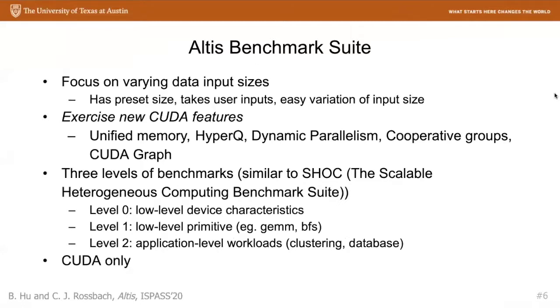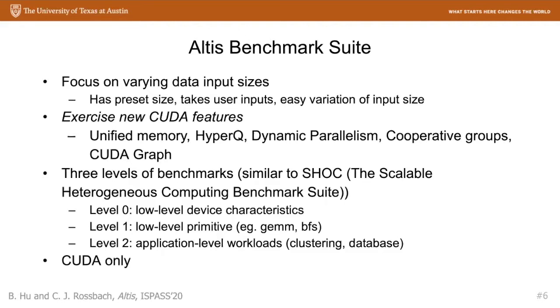This has led to the creation of the Altis benchmark suite. Altis benchmark suite focuses on varying data input sizes so that applications can be tested under different workloads. Every application has 4 preset data sizes, with some applications also taking user input, adding the extra variation of input size. Altis also exercises new CUDA features. These CUDA features include unified memory, hyperqueue, dynamic parallelism, cooperative groups, and CUDA graph.